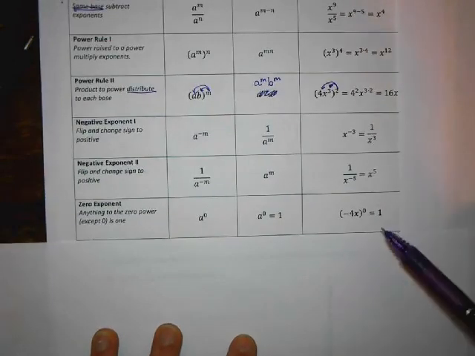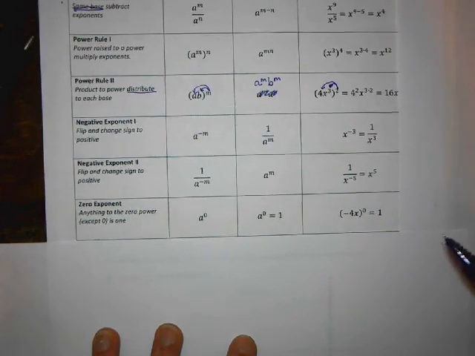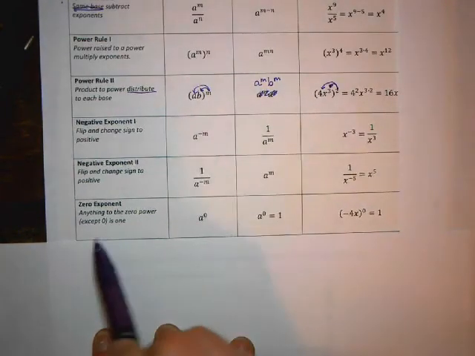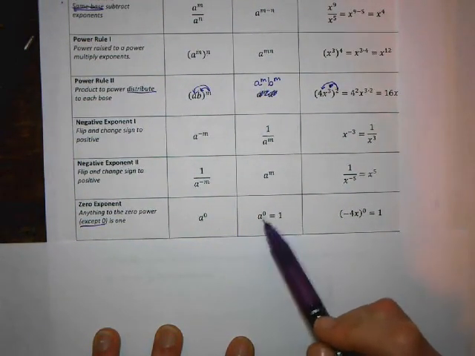So if we have something funky like negative 4x to the 0th power, it's going to be 1. The only time that does not work is if it's 0. In any other case, any other number or values here, it's going to be 1.